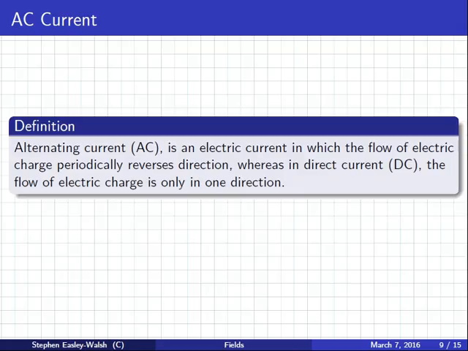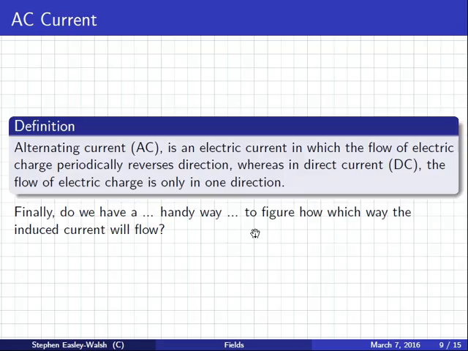Okay, finally, do we have a handy way to figure out which way the current will flow? When I move a magnet over a conductor, which way will the current flow? Well, you know from Lenz's law, it'll be in the opposite direction of the magnet. But what I mean is when you have it in the generator, spinning, which way will the current flow?